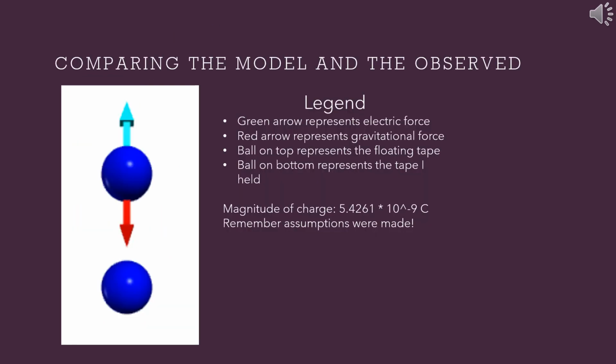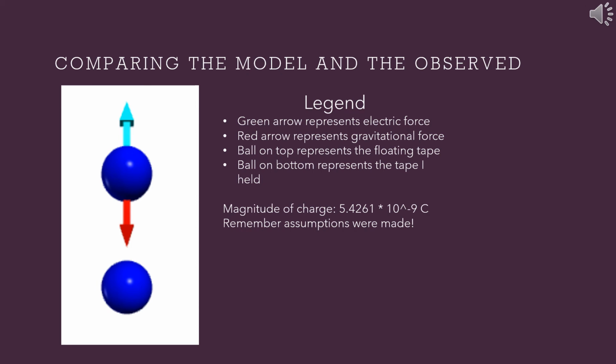After creating the model, I ended up with this photo, which shows the tape on top experiencing two forces that are equal in magnitude but opposite in direction. As shown, the electric force counteracts gravity, leading to the tape on top floating, just as it did in real life. The two counteracting forces lead to flotation because of Newton's second law, which says F equals ma. Since the net force is zero, the acceleration will also be zero.